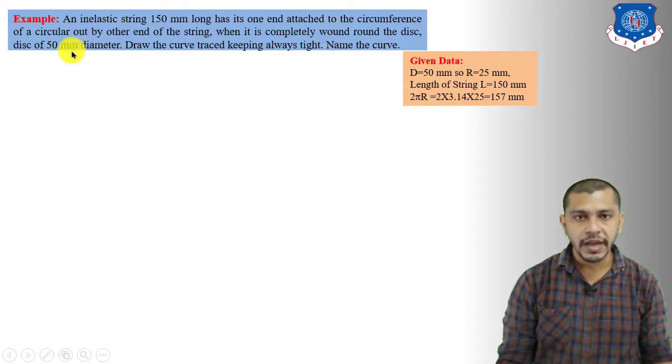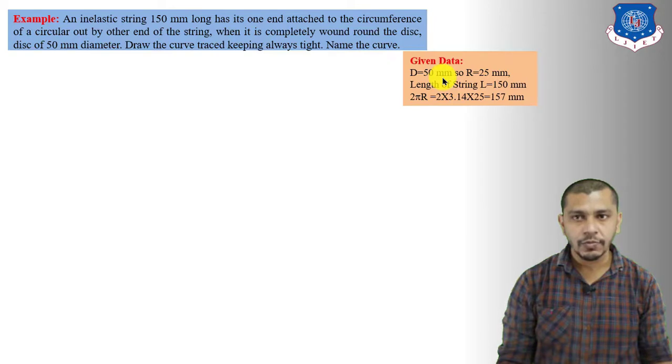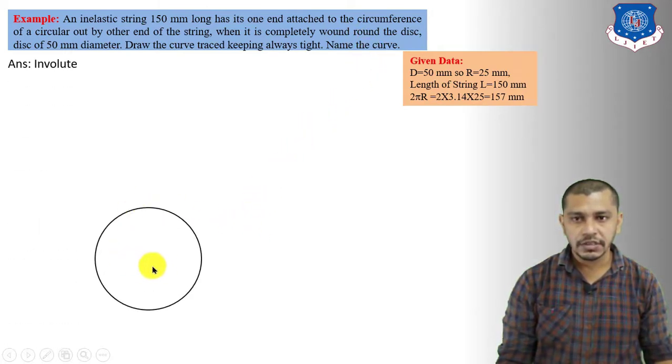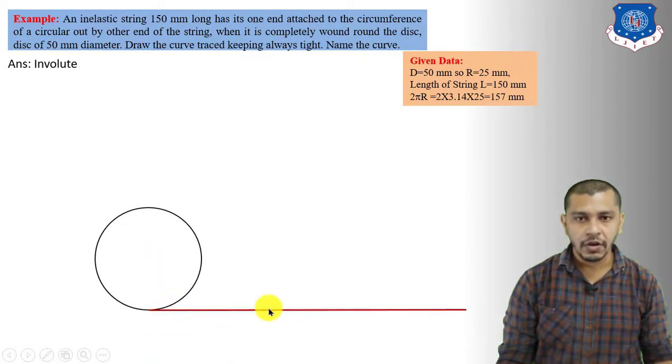If we measure 2 pi r, which is the circumference of the circle, it is equal to 157 mm. So right now the string length is less than 2 pi r. Let's see what we do if the string length is less than 2 pi r. Here it is asked to name the curve, and as we know, the name of the curve is involute. So let's start. First of all, draw a circle having radius 25 mm and draw a string showing the length 2 pi r.